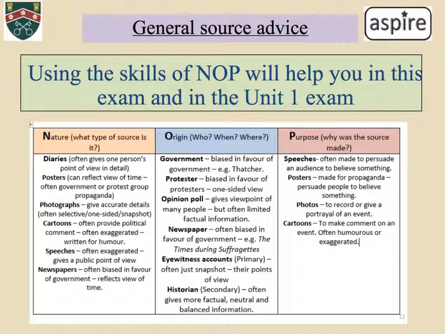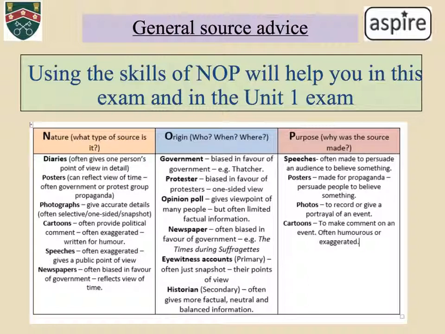Origin means who wrote it, when it was written, and also where. So for example, it might have been written by the government, or it might be an opinion poll, or it might be by one of the leaders of the protests. For example, if a speech is from someone like Arthur Scargill, then it might be biased in favour of the National Union of Mine Workers.